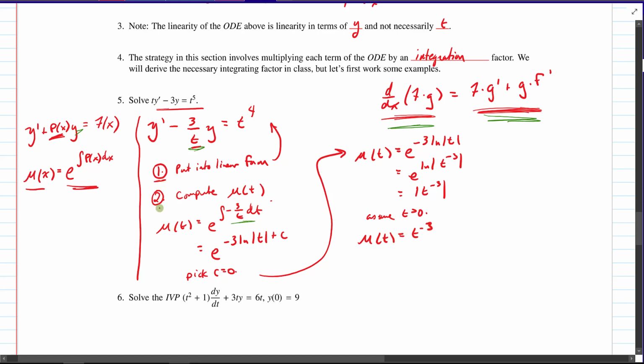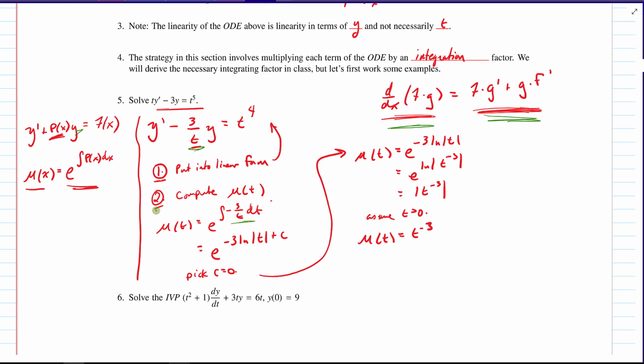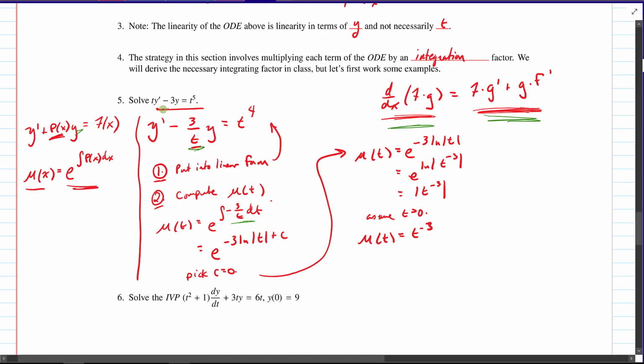So we're working through these steps. We put it into linear form, and then we computed the integrating factor. Okay, so I know this is a little bit disconcerting because I'm just sort of telling you what to do. We're going to derive this whole process in class. But what I'd like to do now is multiply both sides of this equation by that integrating factor. So let's go back to our equation. I'm going to multiply each side by that integrating factor.